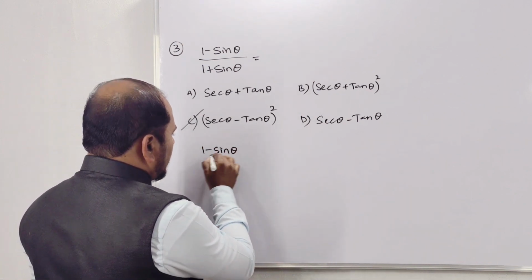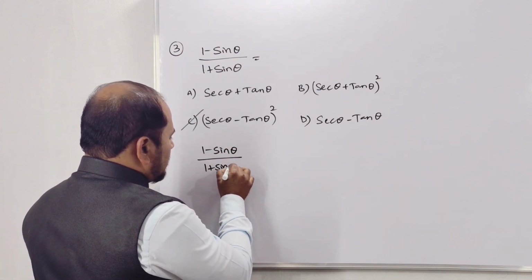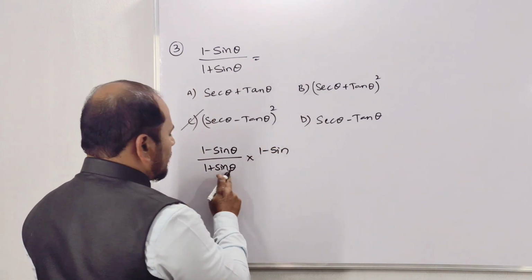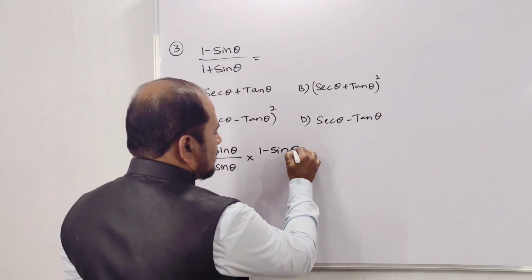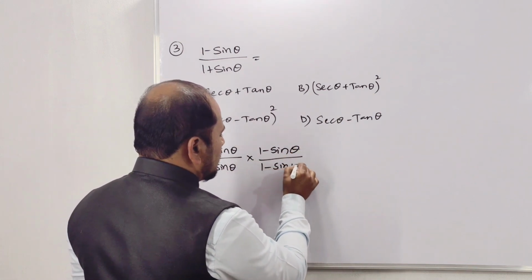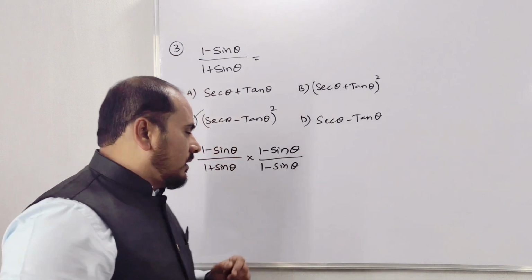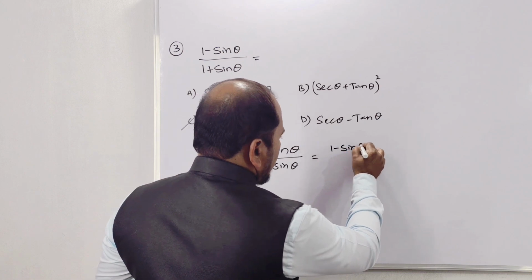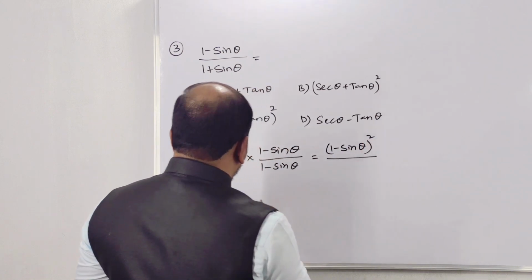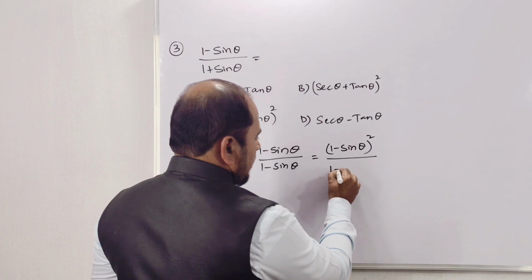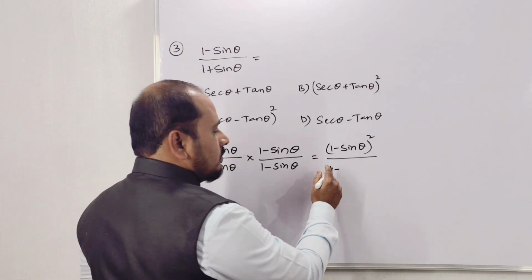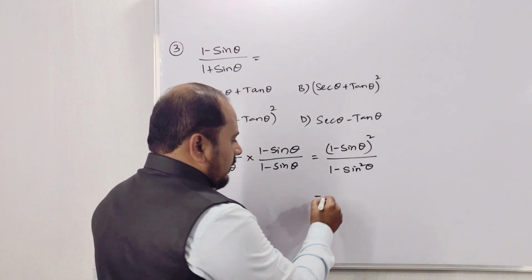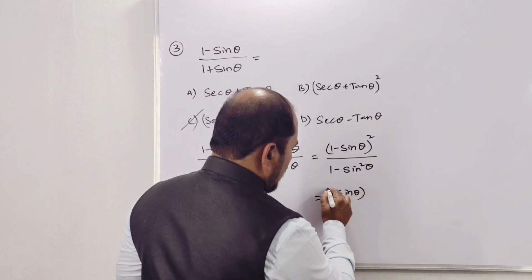(1 minus sin theta) divided by (1 plus sin theta). Here for the denominator you have to rationalize. So 1 plus sin theta can be written with 1 minus sin theta as the rationalizing factor. So rationalize the denominator: 1 minus sin theta into 1 minus sin theta. (1 minus sin theta) whole square divided by, here, (a plus b) into (a minus b), a square minus b square, means 1 minus sin square theta. Then (1 minus sin theta) whole square.